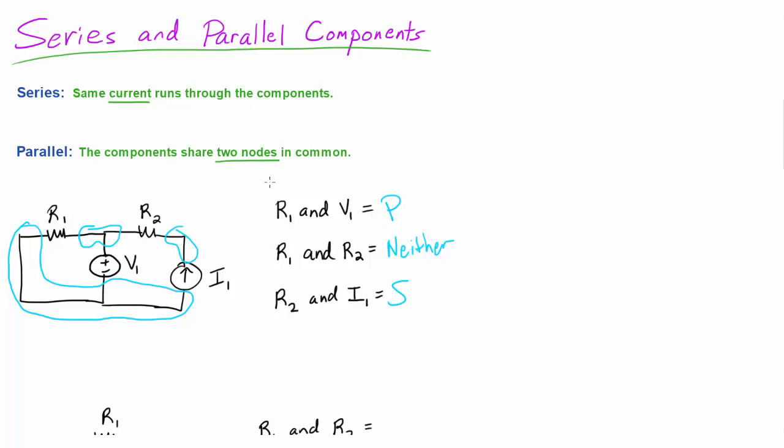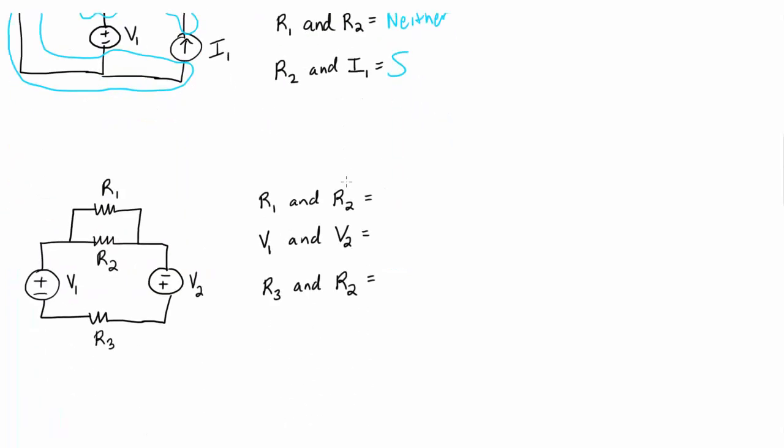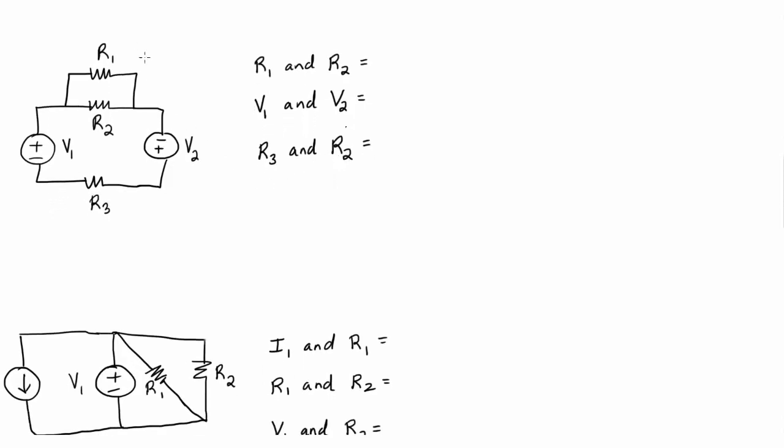Okay, next we have 3 examples here. R1 and R2, let's go ahead and look at the nodes first. 3 and 4. R1 and R2 share 2 nodes in common, so they're in parallel.